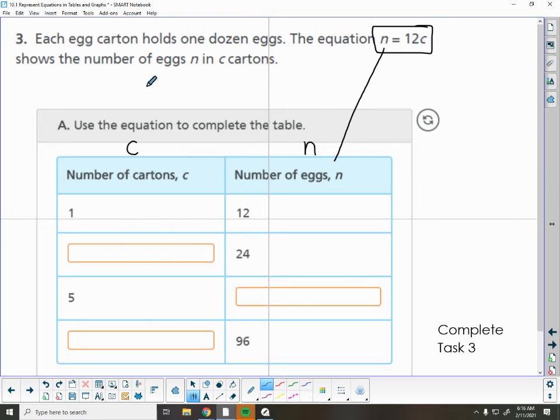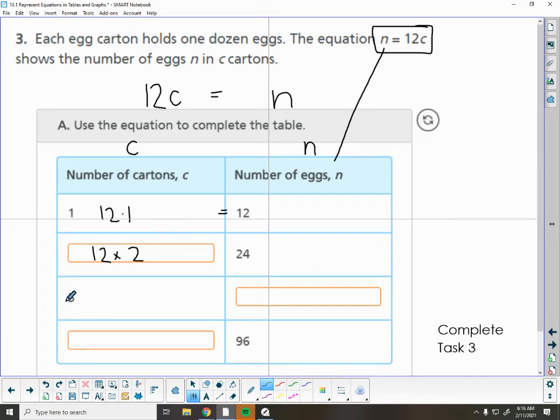So I can see C is on this side. So I'm just going to flip my equation around. I still have 12 C's, and I'm saying that's going to equal N. So I can see here, if I do 12 times 1 carton, that equals 12 eggs. So here I would want to do 12 times 2 cartons equals 24.